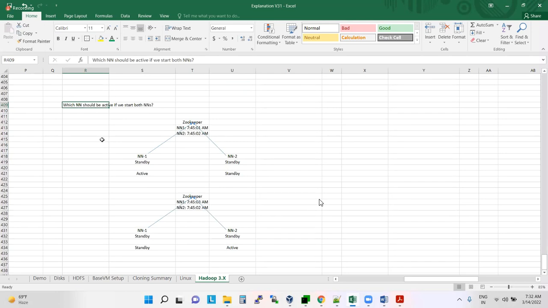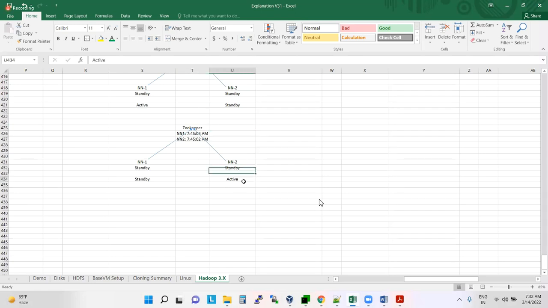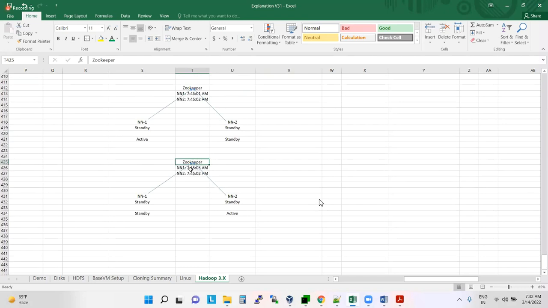Yes, sir. First problem is solved, with the help of first come, first serve. So whoever sends the heartbeat to Zookeeper first will become active, and whoever sends the heartbeat later will become standby. This is the first point.